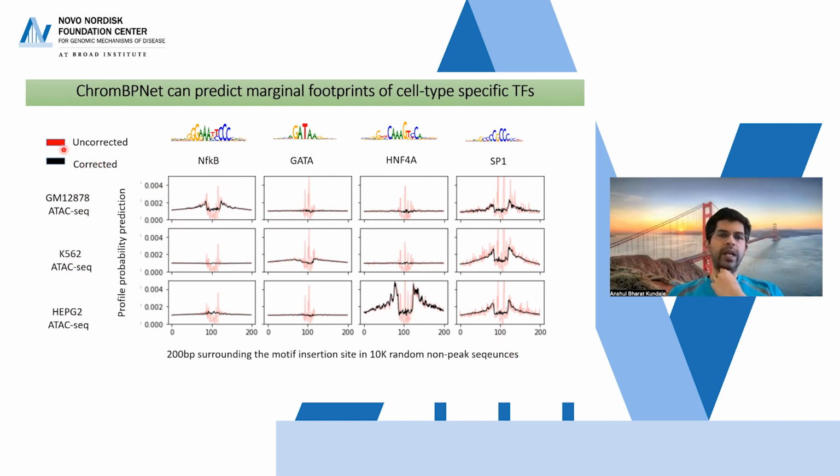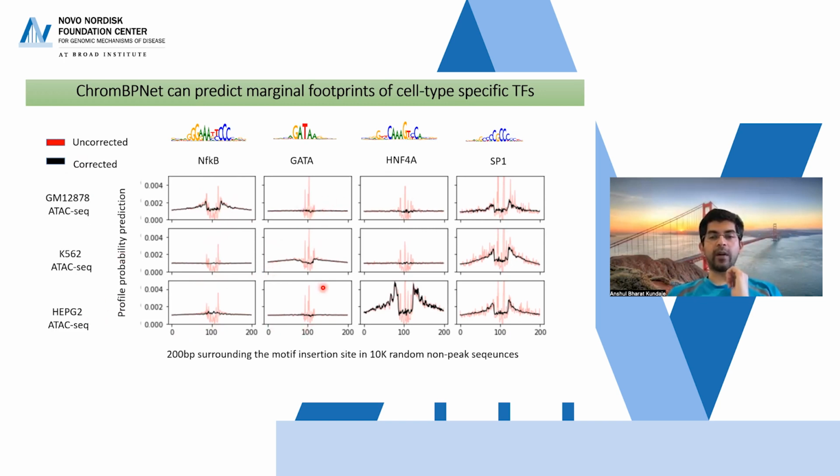What I'm showing you is the uncorrected prediction versus the corrected prediction. And you can see something quite drastic. The uncorrected predictions look very similar across the 3 cell types for all the different motifs. That's the red curves. And the black curves are the corrected predictions. You can see they're beautifully specific, right? Here's the NF kappa B predicted corrected footprint. It's flatlining in these 2.